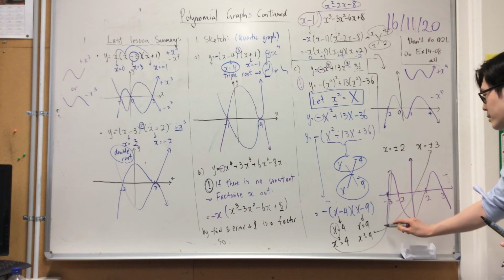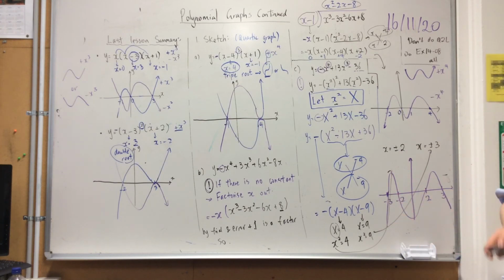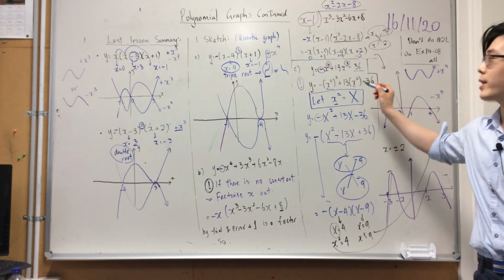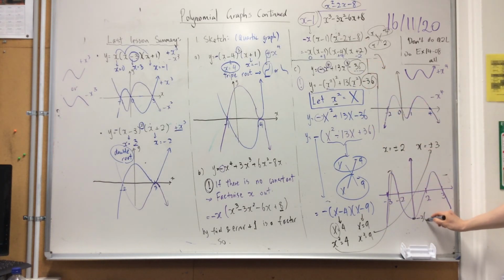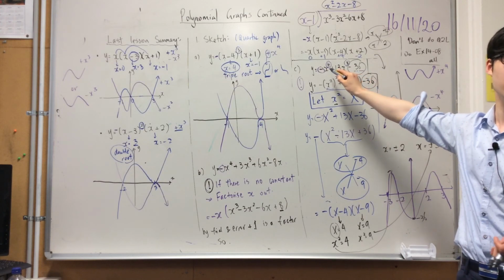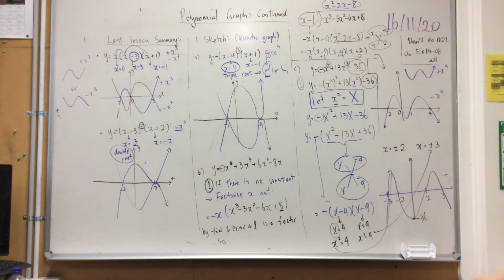Now, with this example, I will label the y-intercept. It's pretty straightforward because it's basically the number without x. It's just minus 36. How would you know that? Because if you substitute x equals to 0, 0 plus 0. So, girls, this is how you draw quartic graphs.